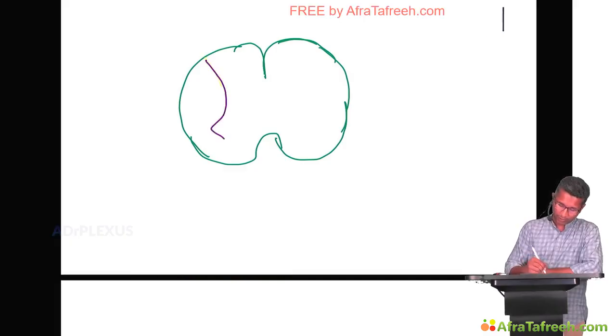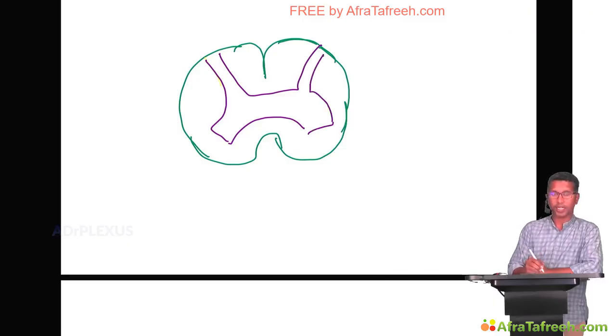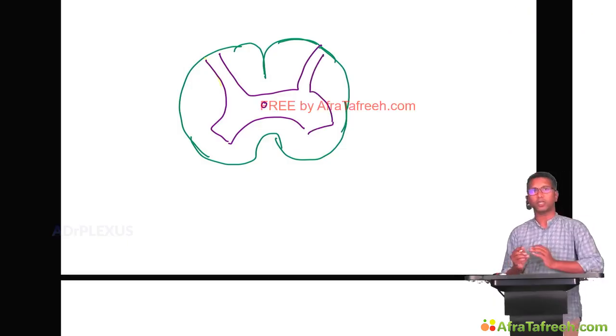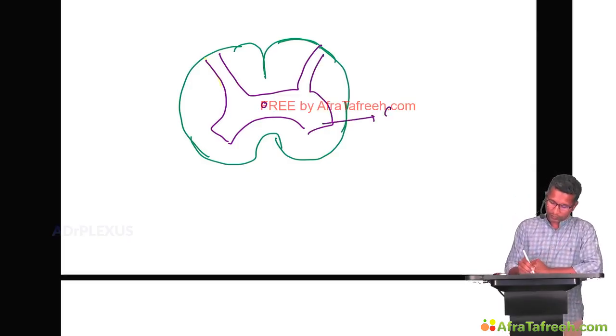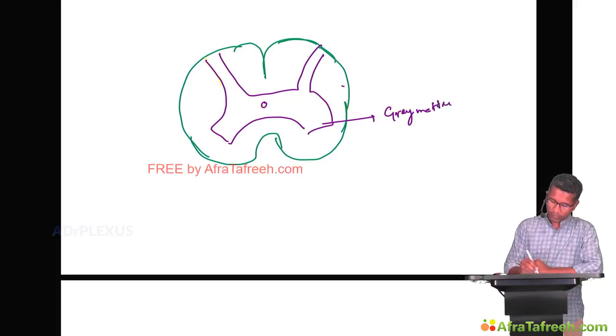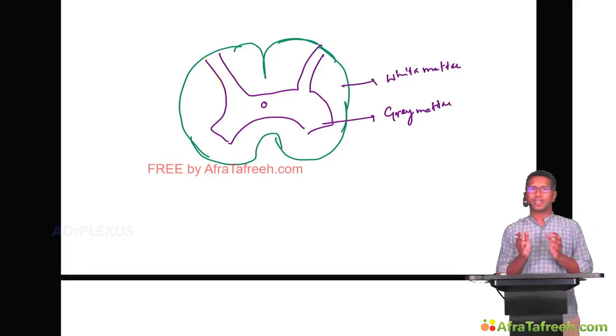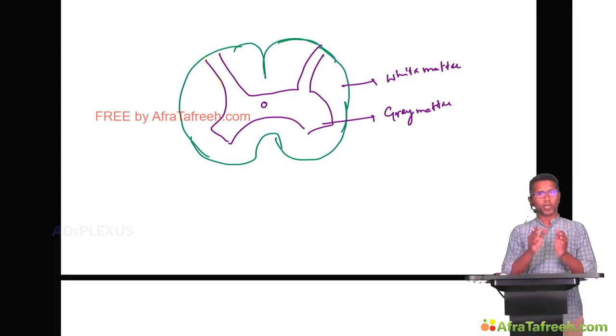Inside the spinal cord you will have gray matter, which is in the form of a letter H shape. So this is the H shaped gray matter which is inside, and in the center you have the central canal. What you see here is the gray matter, and what you see outside is the white matter. This is very basic, we have been seeing this from school days. So you have gray matter inside the spinal cord and white matter outside.